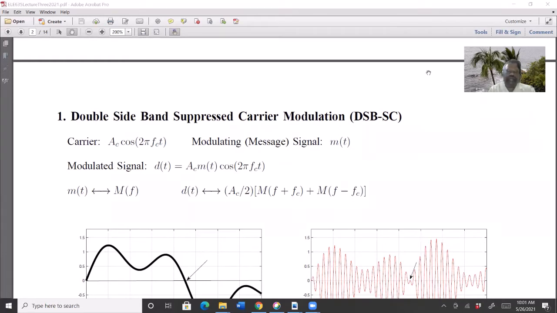Okay, so in double sideband suppressed carrier modulation, or DSB-SC, we take a high frequency cosine wave and multiply it by the message signal. Sometimes it's called the modulating signal.